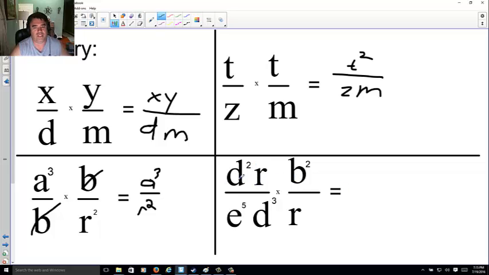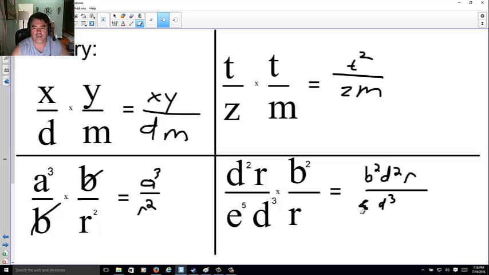This one, well, d squared, r, and b squared. I'm going to try to go in alphabetical order, so I'm going to have b squared, d squared, r. And down here, I'm going to go, let's see, d cubed. Now, it's something new I'm going to show you here. I'm going to have e to the 5th and r. Now, I'll accept that for now, but notice how there's 2 d's on top and 3 d's in the bottom?